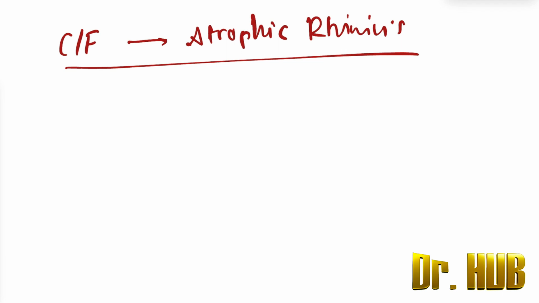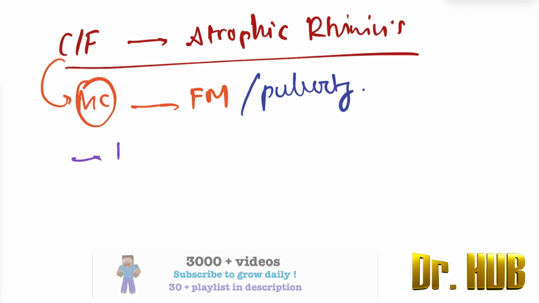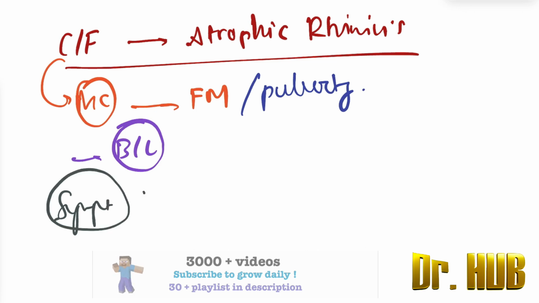So here, first we need to know where atrophic rhinitis is more common. It is most common in females, and it starts at puberty. It is basically a bilateral condition. So these are some important terms we need to know. Moving on to the symptoms, what are the symptoms of atrophic rhinitis?